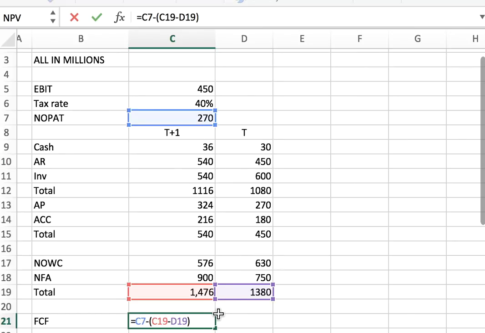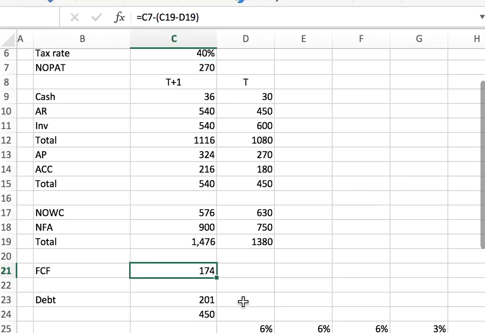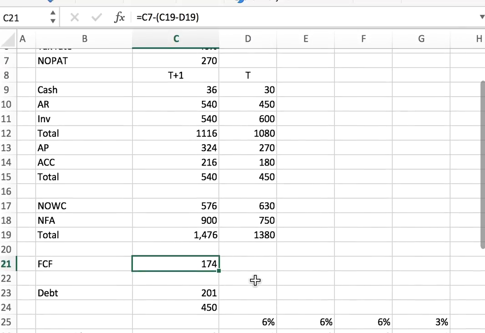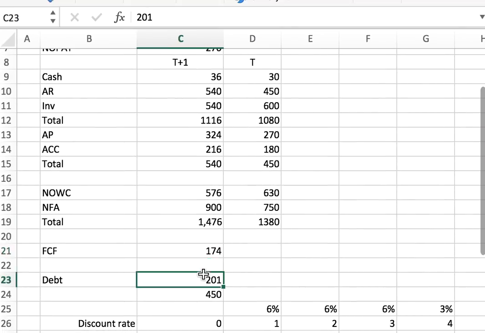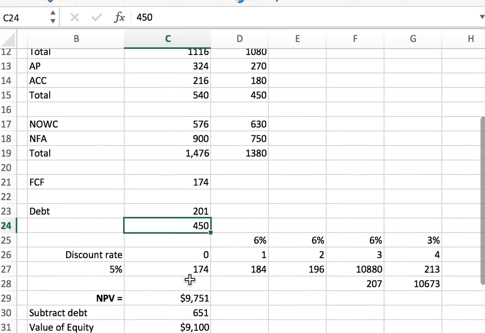So we have free cash flow minus the difference in keeping the operation running is how much is available to shareholders. So what we end up with is 174, and then we start looking to discount or compound it forward and then discount it back. I also wrote the debt in here just so I could have it handy because I'm going to use that in the future. So it was 201 in notes and 450 in long-term bonds.